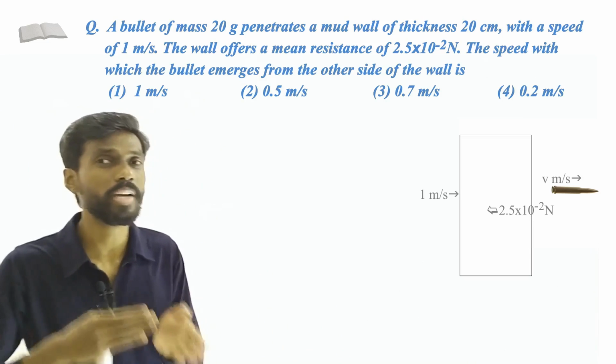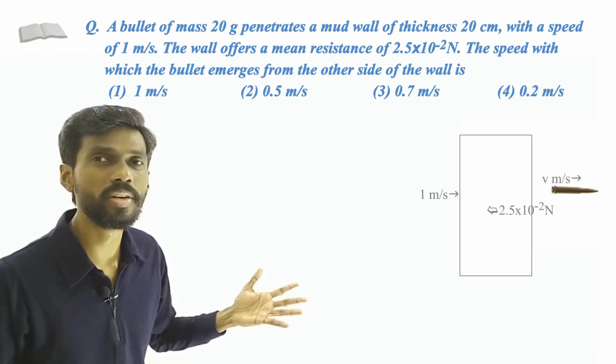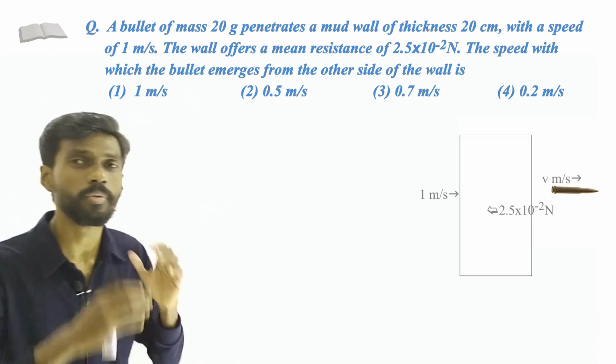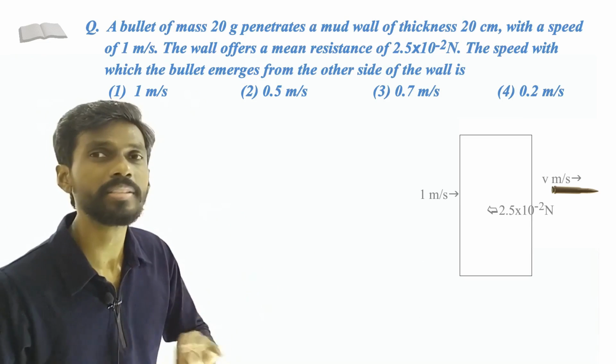U is given, we have to find V. That's all. And the acceleration is known, because the force is given, we can find the acceleration. The force is in the opposite direction. So force is known, acceleration can be found. Initial speed is known, final speed we have to find. So let us find it.